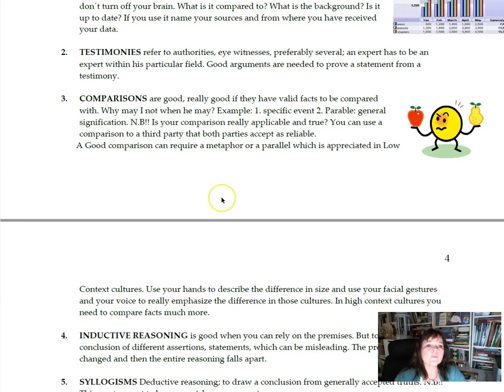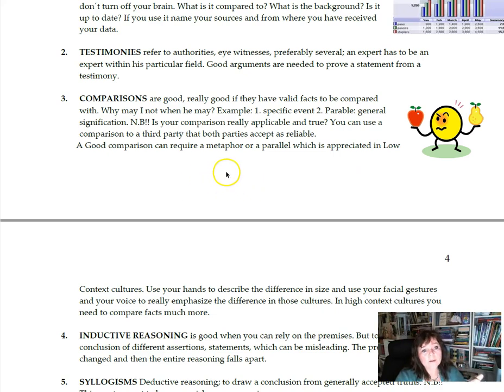And thirdly, you have comparisons, because they are good. They're really good, if you have valid facts to compare your facts with. Why may I not when he may? Then you have an example of a specific event. You have a parable, a general signification. But now be careful. Is your comparison really applicable and true?